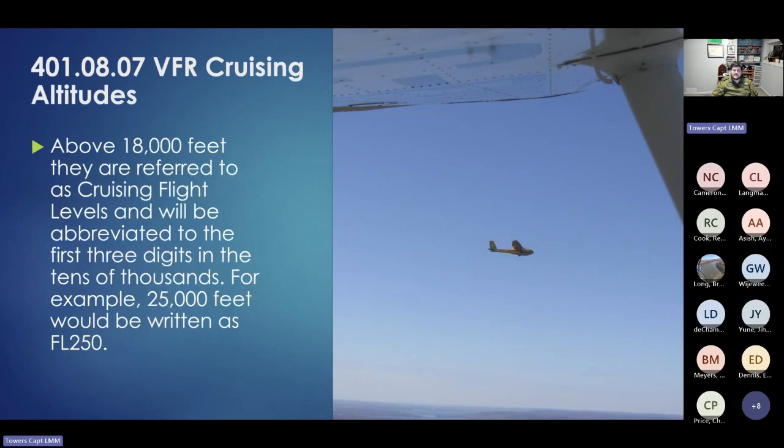The cruising altitudes above 18,000 feet are referred to as cruising flight levels and will be abbreviated to the first 3 digits in the tens of thousands. So for example, 25,000 feet would be written as flight level 250. I can tell you that glider is definitely not at any flight level.